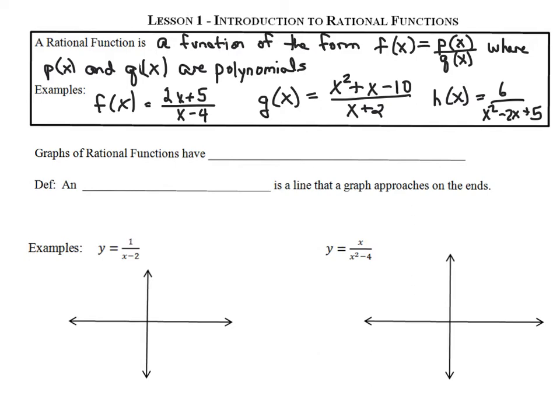Now what's going to be common to all rational functions is that the graphs of rational functions have what we call asymptotes. So we're going to get used to drawing and talking about the asymptotes for rational functions when we're making their graphs. An asymptote is going to be a line that a graph approaches on the ends.